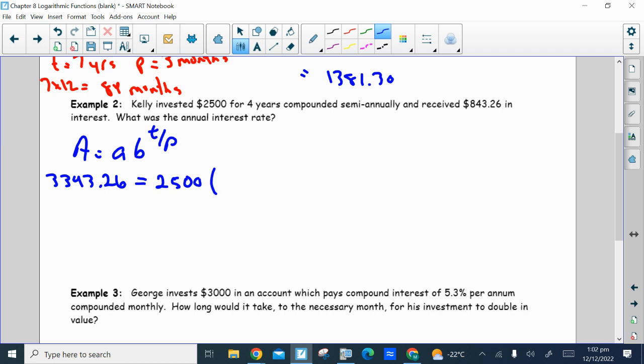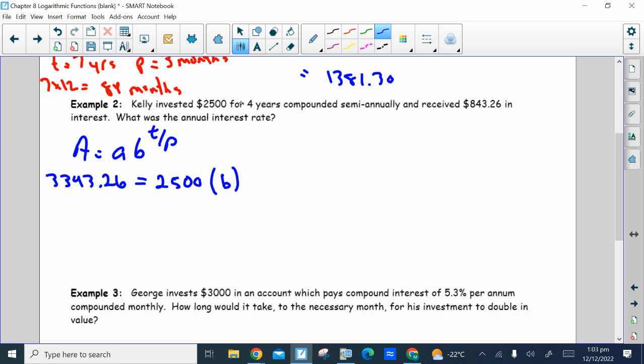Now, we've got to do some work to get, actually we don't, because we're trying to find out what the annual interest rate is. So in this case, we need to find out what B is to the power T over P. Well, T is the time, which would be in years. In this case, it's compounded semi-annually, which would be every 6 months or every half year.